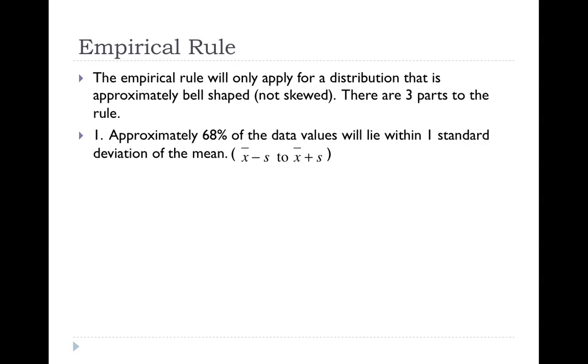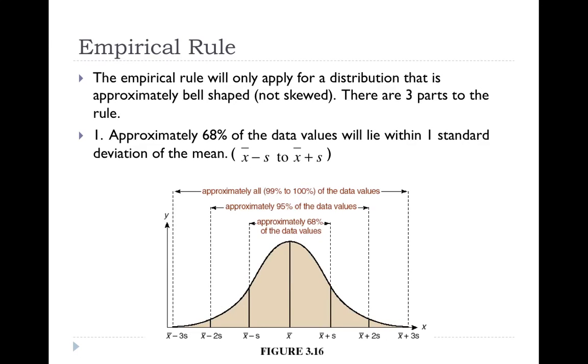If we look at a bell-shaped curve, approximately 68% of the data values will lie within one standard deviation of the mean. So here's our bell-shaped curve. If we look at the horizontal axis, we put x bar right in the center because the mean is right in the center of the bell. And then on either side, we can add a standard deviation and subtract a standard deviation, just like we did with that previous example. And the rule says that 68% of the data values in our distribution, in our data set, are going to fall within that range.